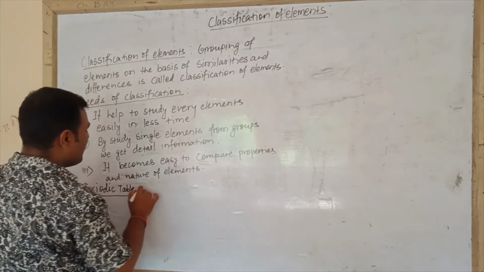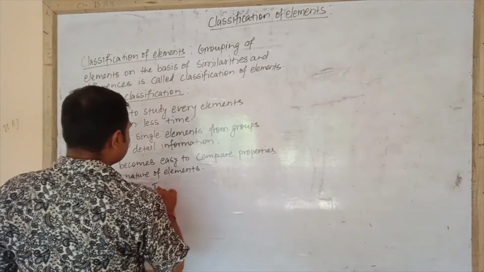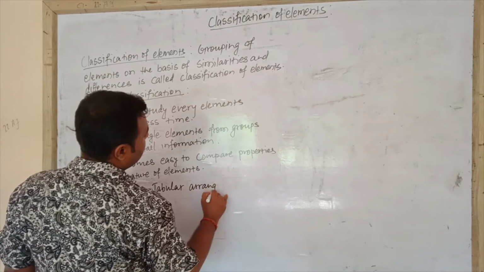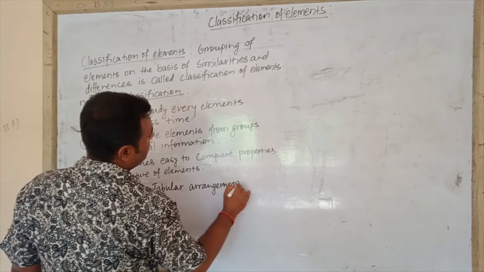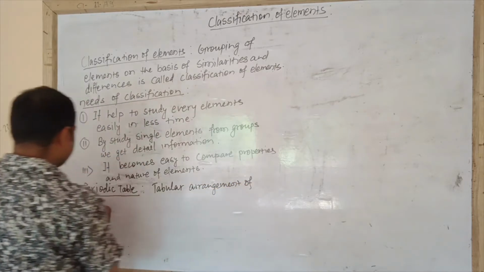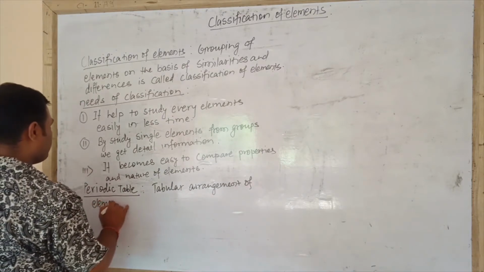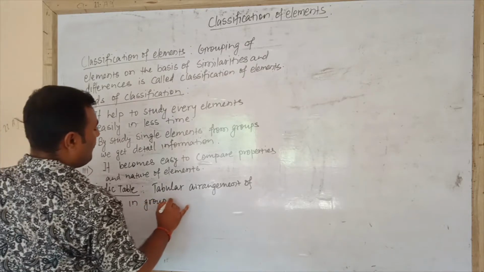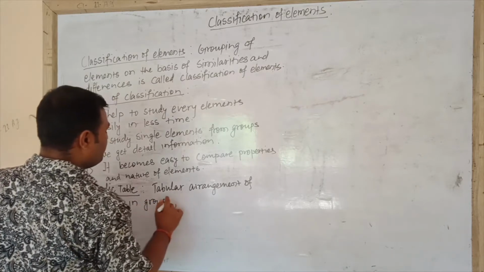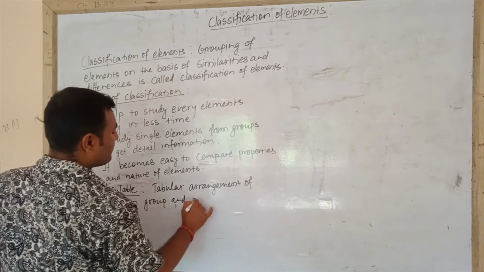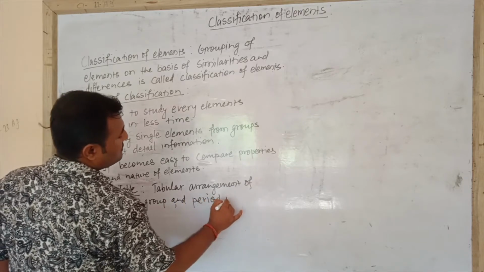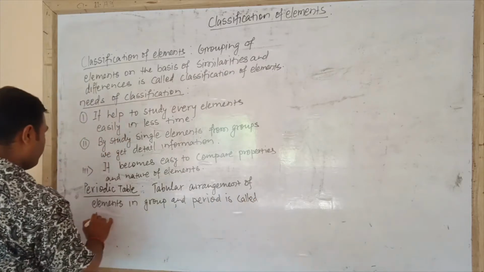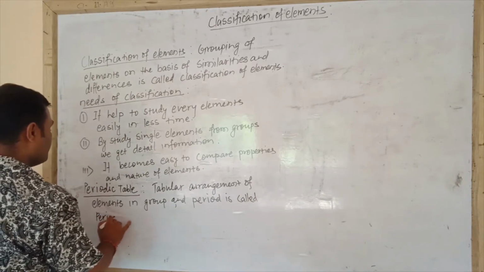And how do we define the periodic table? The tabular arrangement of elements in groups and periods is called the periodic table.